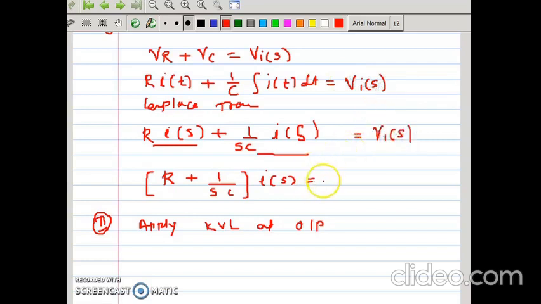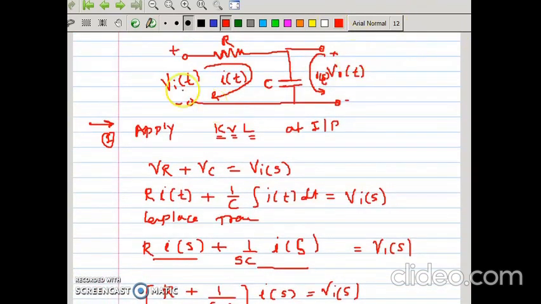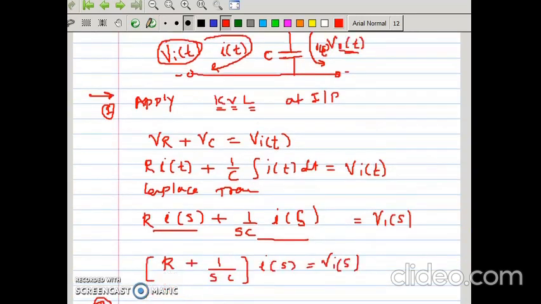Why is it Vi of S? See, at the input side, this is Vi of t, right? So it becomes Vi of S after Laplace. This is t, and here we are taking Laplace, that means it becomes S. And the output side is VO of t, so VO of t becomes VO of S.